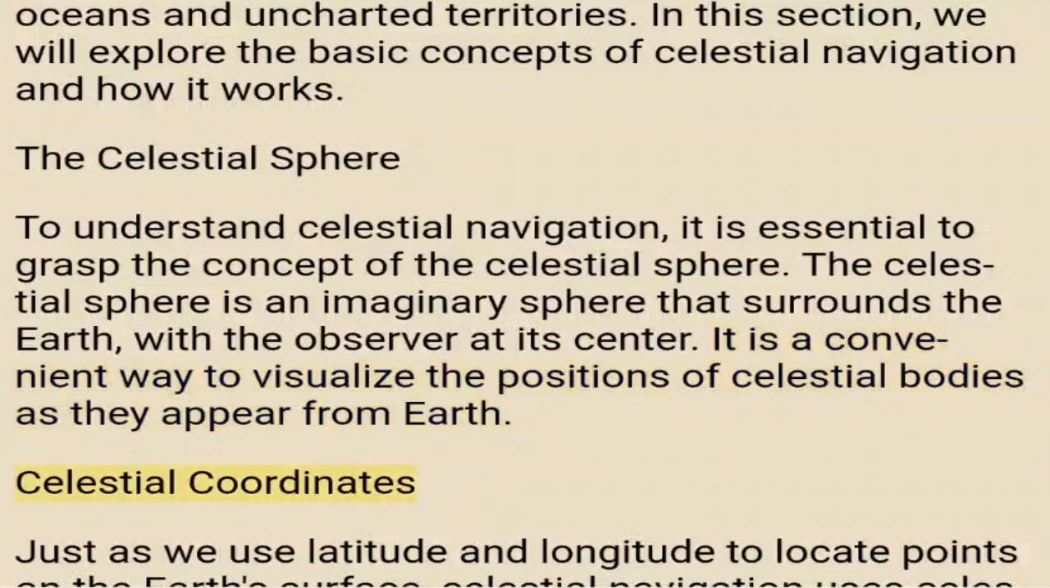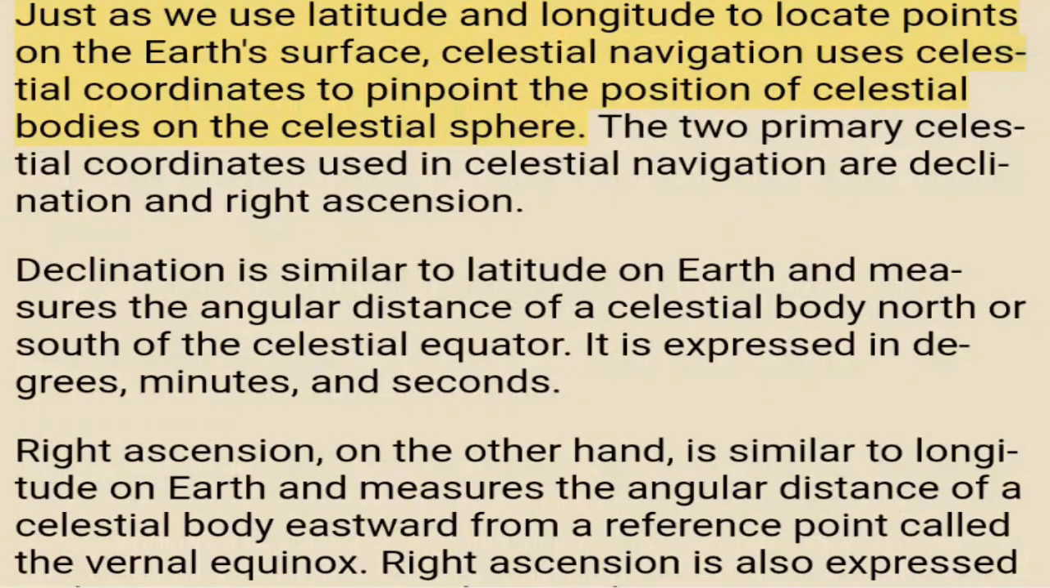Celestial coordinates. Just as we use latitude and longitude to locate points on the Earth's surface, celestial navigation uses celestial coordinates to pinpoint the position of celestial bodies on the celestial sphere. The two primary celestial coordinates used in celestial navigation are declination and right ascension. Declination is similar to latitude on Earth and measures the angular distance of a celestial body north or south of the celestial equator. It is expressed in degrees, minutes, and seconds.